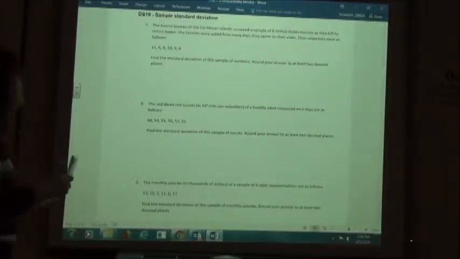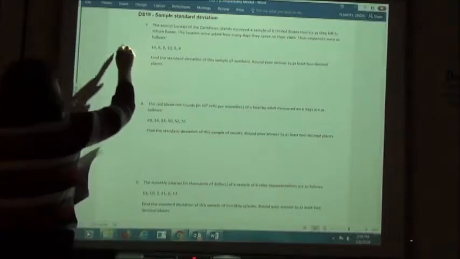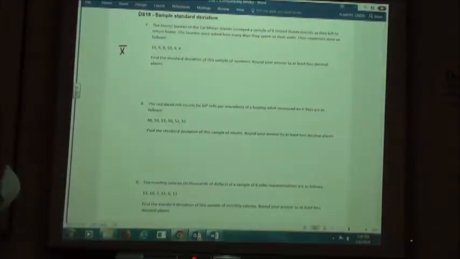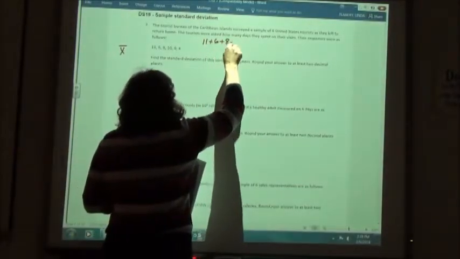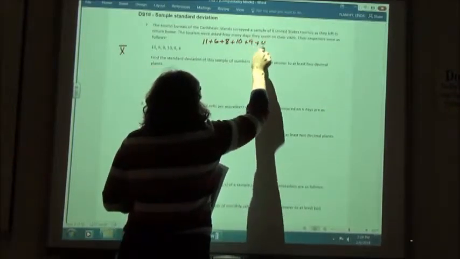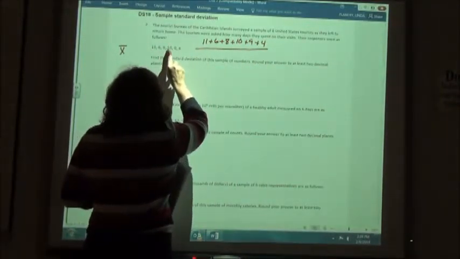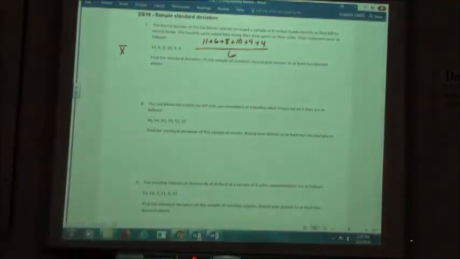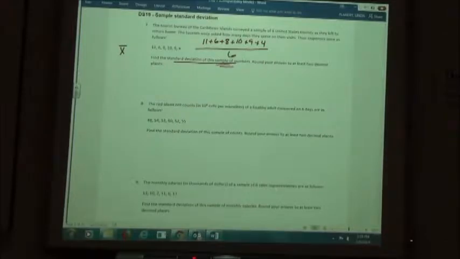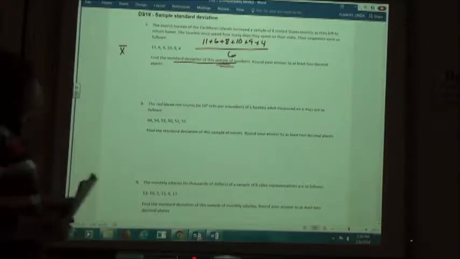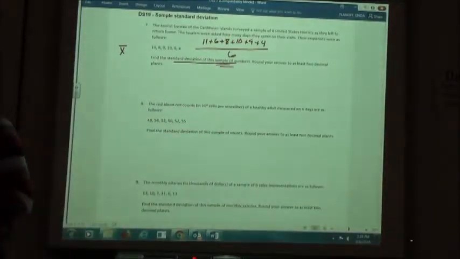So again, we're going to start by finding the mean, which they'll call x bar, of our list of numbers. We're going to take 11 plus 6 plus 8 plus 10 plus 9 plus 4, and divide it by 1, 2, 3, 4, 5, 6 numbers this time. Now notice this will say find the standard deviation of this sample, so you know you're doing sample standard deviation instead of the full population standard deviation. So first of all, we add those up, divide by 6 to find our mean, and our mean is going to be 8.